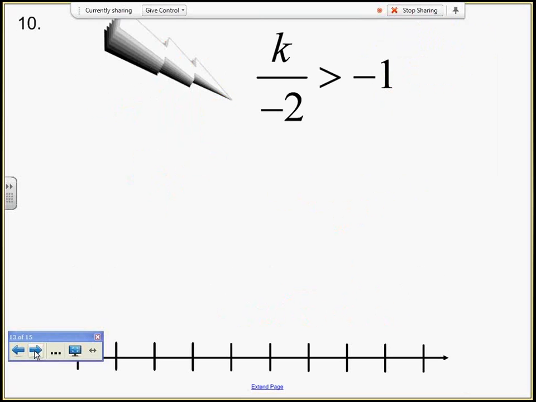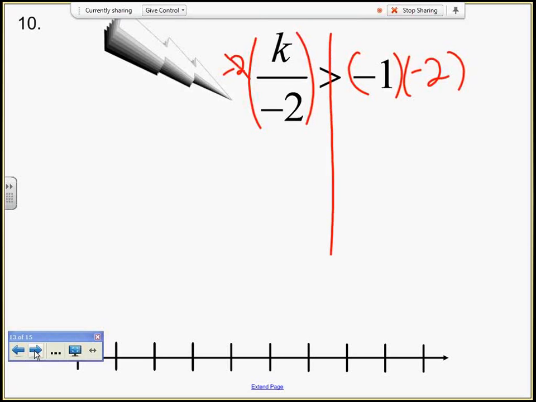Okay, here I have, oh, I already see lightning. K divided by negative 2 is greater than negative 1. So in order to use the inverse operation, divided by negative 2, I will multiply by negative 2. Woo, woo, woo. What am I going to do? I'm going to hear that alarm, and I'm going to flip the inequality. So instead of a greater than sign, it's now going to be a less than sign. And negative 1 times negative 2 is positive 2.